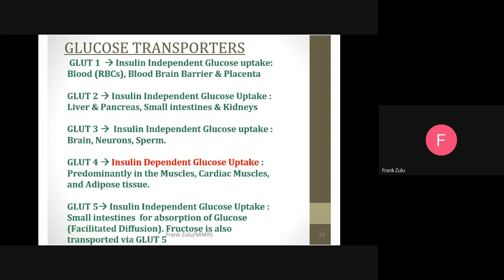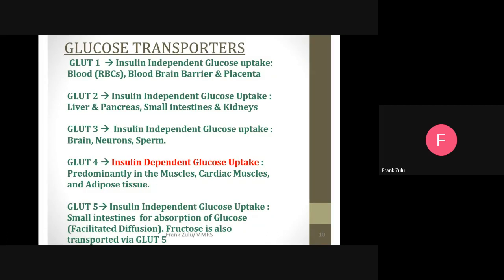It means for glucose to move from blood into a cell, there is need of insulin. Insulin has to bind to this transporter, activate it, and then glucose will move from the blood to the inside of the cell. These other ones, GLUT1, 2, 3, and 5, are insulin independent. They do not depend on insulin, meaning they can work on their own without insulin.